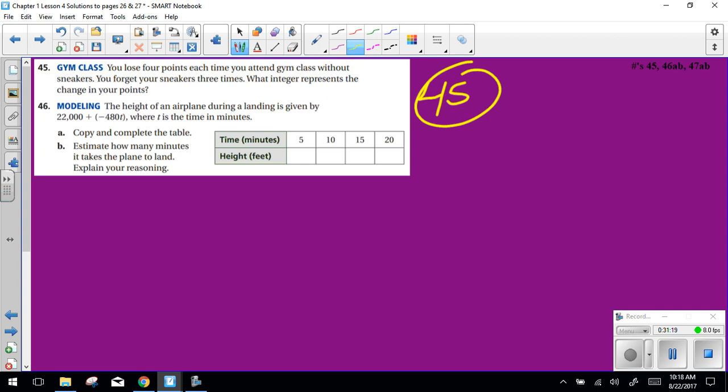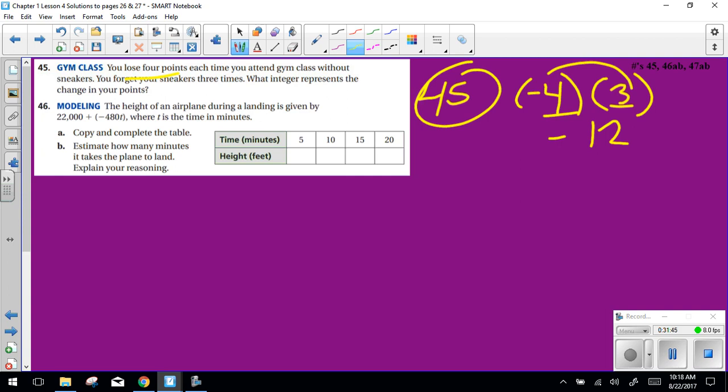So you lose 4 points each time you attend gym class without sneakers. You forget your sneakers 3 times. What integer represents the change in your points? So losing 4 points is represented as -4. And you forget 3 times. So you lose -4 3 times, or -12. Remember, signs are different. 4 times 3 is 12.